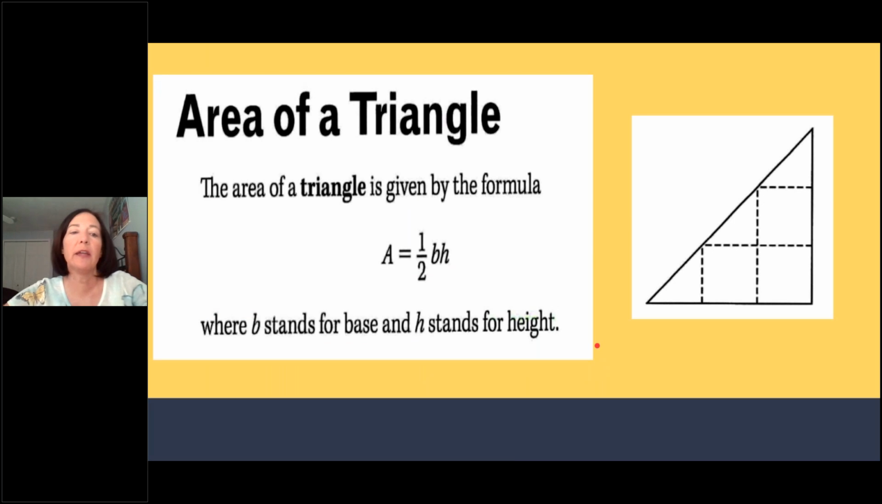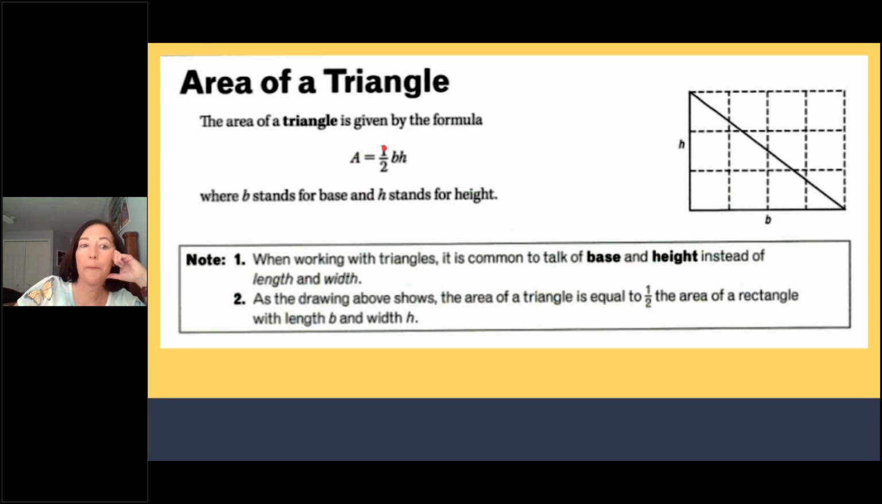Okay, now the area of a triangle. The formula for the area of a triangle is area equals 1/2 base times height. They're telling us now that B is the base and H is the height. Very similar to what we looked at with the rectangle. The base would be the bottom here, and then the height would be the distance going up. In addition, we have the 1/2 symbol there. So we're taking the base, multiplying it by the height, but we're multiplying by 1/2.